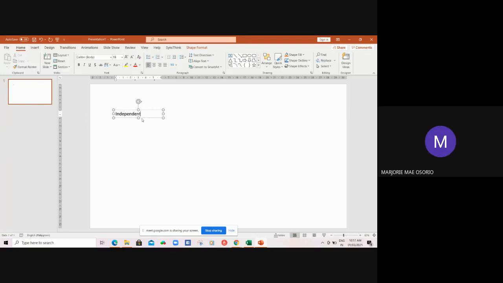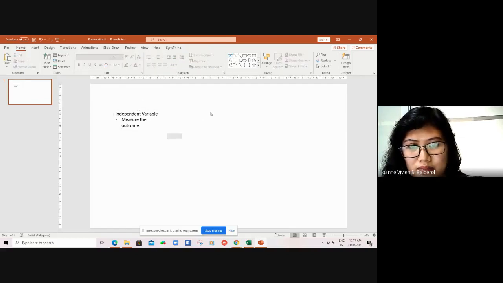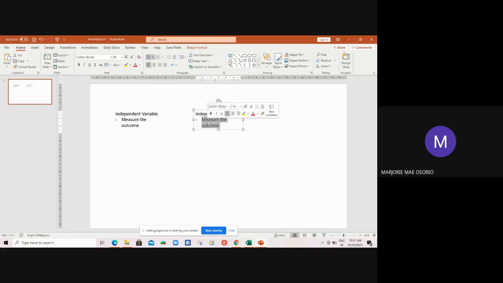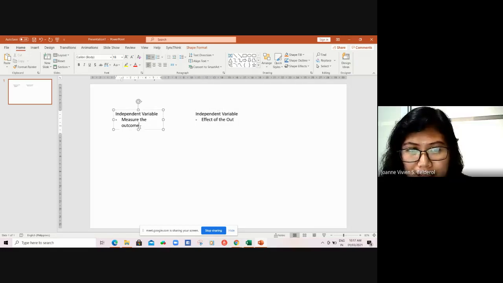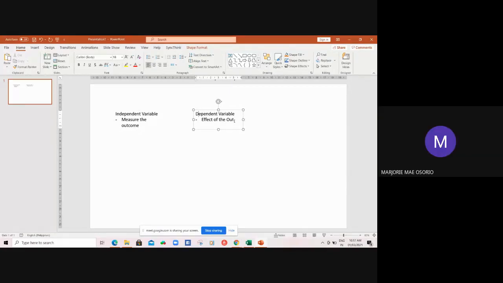The independent variable measures the outcome. The dependent variable is the effect of the outcome. The dependent variable measures the effect, the outcome. The independent variable is the measure of the outcome, and the dependent variable is the effect of the outcome.